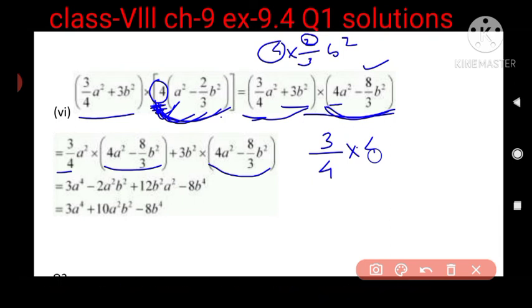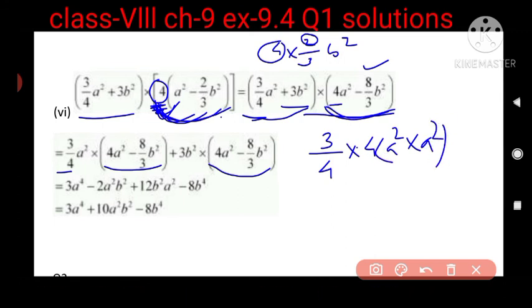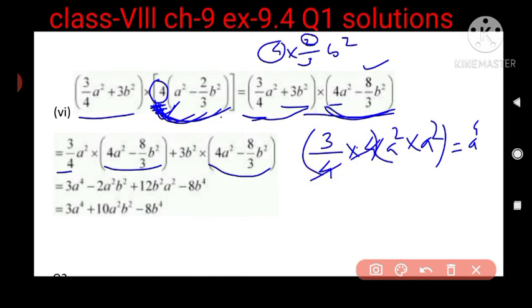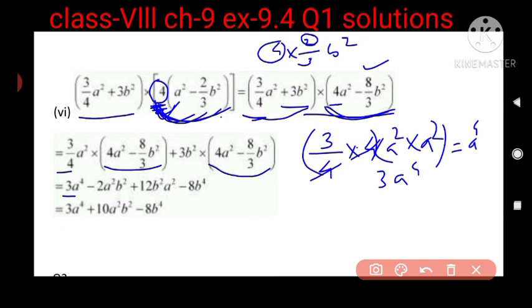Here it is given 3 upon 4 into 4. Then what is given? A square into a square is there, isn't it? So a square into a square will become a to the power 4. And for this, what will you get? This 4 and this 4 can get cancelled, isn't it? So what is remaining? 3a to the power 4. So for the first we got 3a to the power 4.